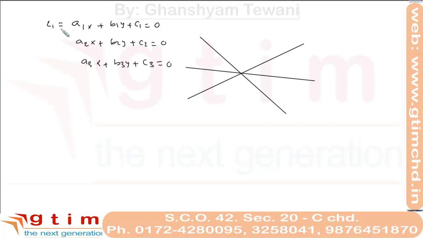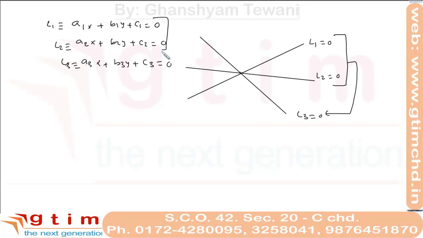Suppose this is expression L1, this is L2, and this is L3. The lines L1 is equal to 0, L2 is equal to 0, L3 is equal to 0 are passing through the same point. When does this happen? When the point of intersection of these two straight lines satisfies the third line. So let's first of all solve the first two lines for their point of intersection.